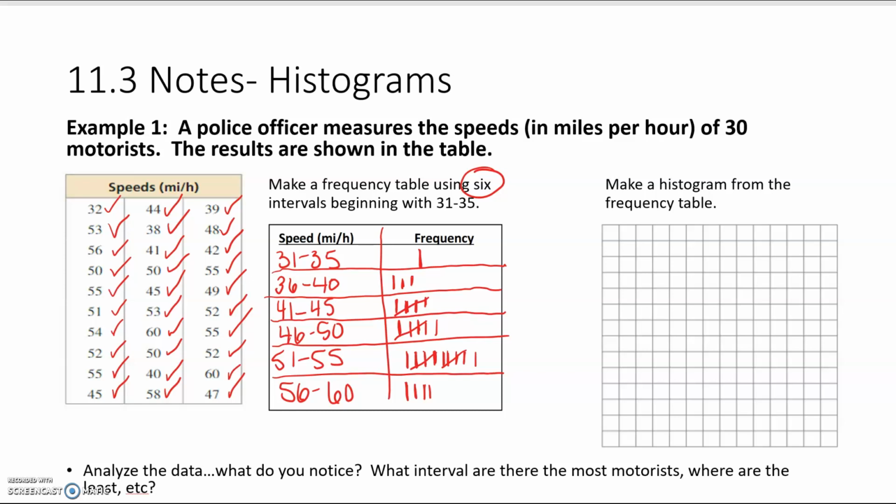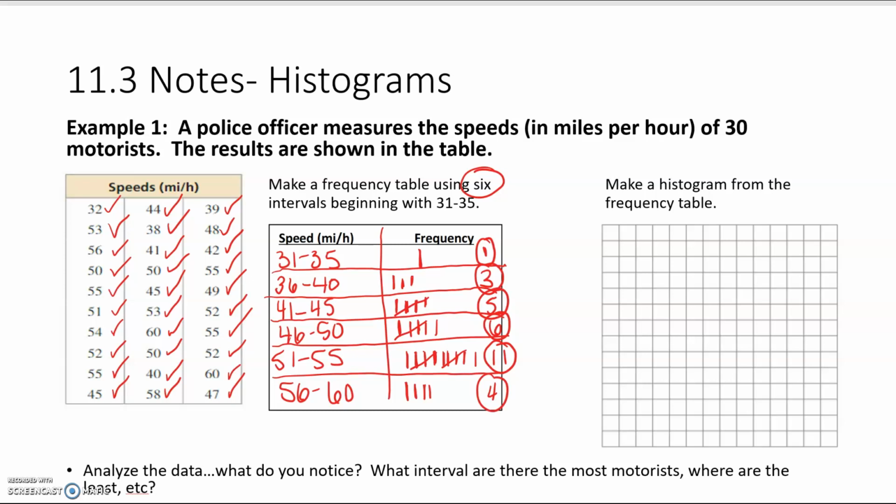Okay, so what I'm going to do next is look at each of those frequencies and figure out how many tally marks I had for each. Between 31 and 35, I had one person. Between 36 and 40 miles per hour, there were 3 people traveling. Between 41 and 45 miles per hour, we had 5 people. 46 to 50, we had 6 people. 51 to 55, we had 11 people. And 56 to 60, we had 4 people.